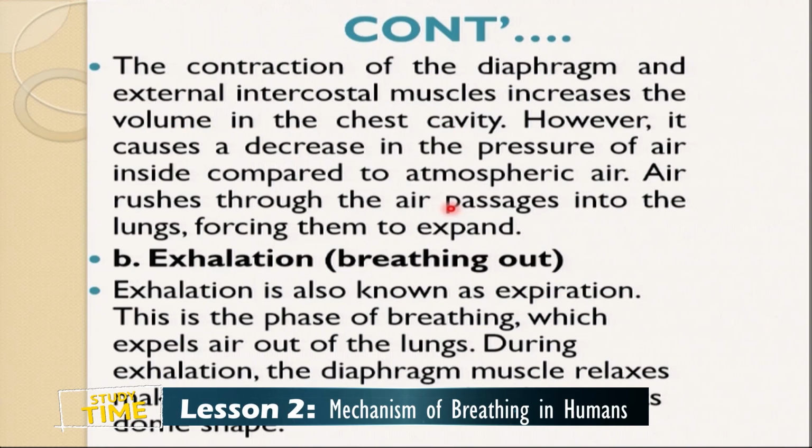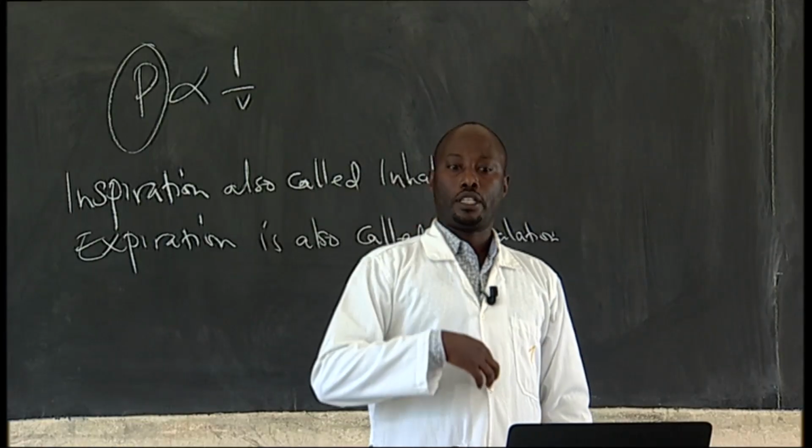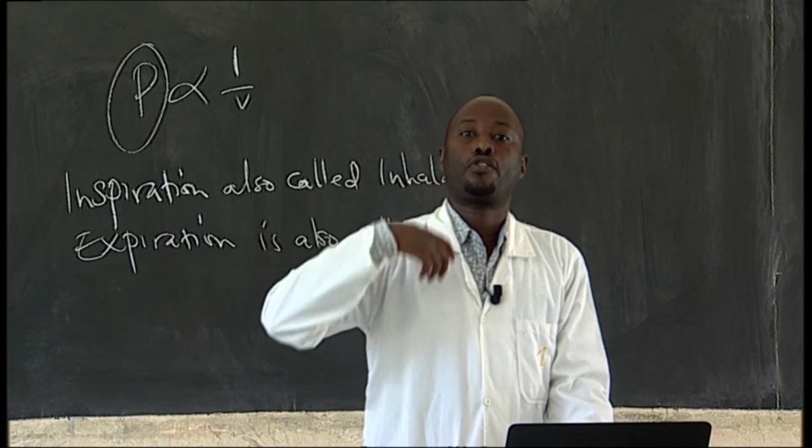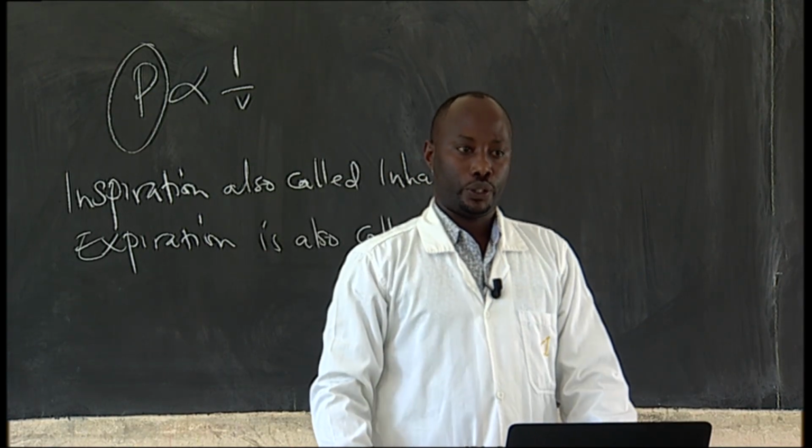We have the contraction of the diaphragm and the external intercostal muscles, which increases the volume in the chest. When the external intercostal muscles contract, the internal ones relax, and the diaphragm also contracts, that eventually increases the volume of the chest cavity. It means the air is going to be drawn from the atmosphere and taken into the lungs, and we do what we call inhalation.